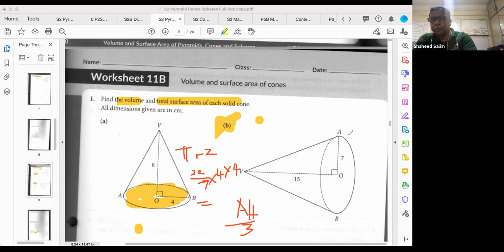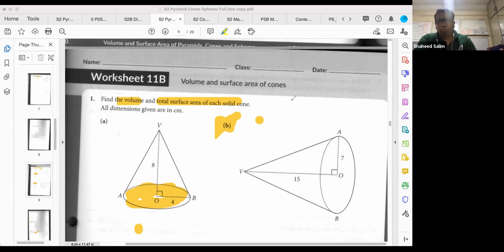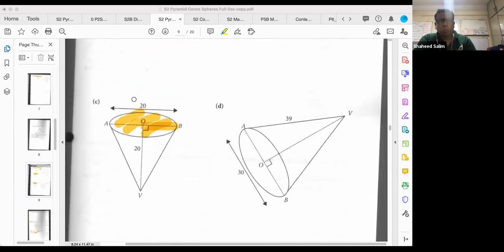How is it? Okay, we do one more. Hold on, we try this one. Question C. Remember, don't take the diameter, use the radius.